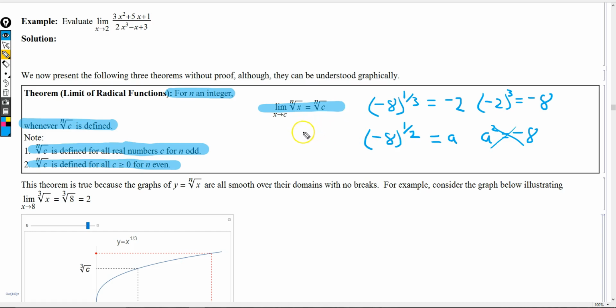So we're going to say that when n is even, this only holds for c positive, okay? Because the square root of negative 8 is undefined, just like the 4th root of negative 8 is undefined, and the 6th and 8th roots, whenever n is even, okay? By the same reasoning, like for the 4th root, there is no number in which a to the 4th power equals negative 8. No real number anyway, okay? Alright, so just take note of that.